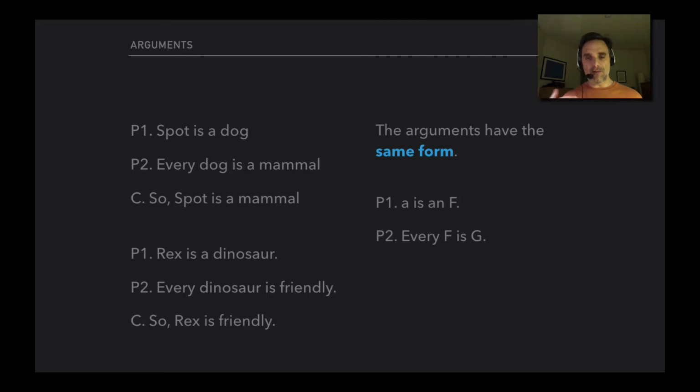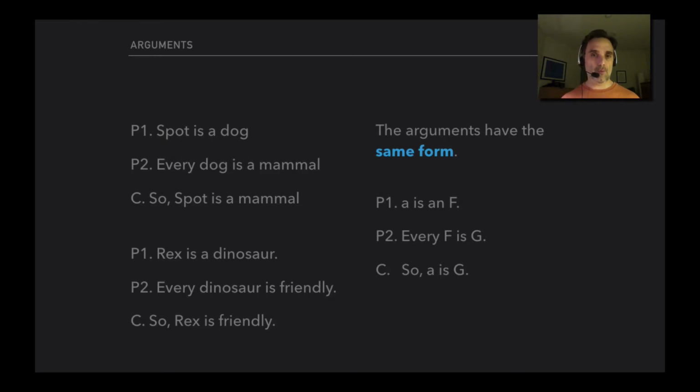So another way of thinking about this is to say that the arguments have the same form. So premise 1 is A is an F, where A would be either Rex or Spot, and F would be dog or dinosaur. Then premise 2, every F, so either dog or dinosaur, is a G, either a mammal or friendly. And so we can say conclusion, A, either Rex or Spot, is G, either a mammal or friendly. So these two arguments both have this form that we see displayed here, and any argument that has that form is also going to be a good argument. That is, if its premises are true, then so is its conclusion. Any argument that has that form, if the premises of that argument are true, the conclusion of that argument is true.